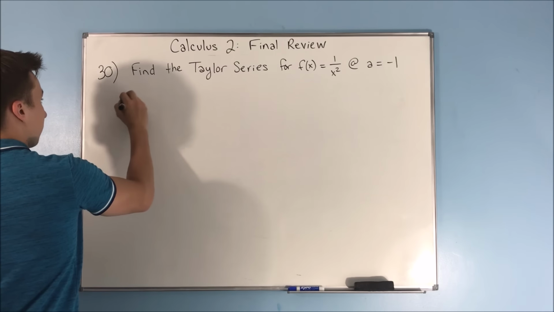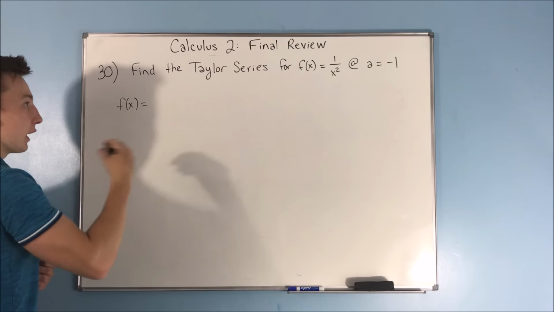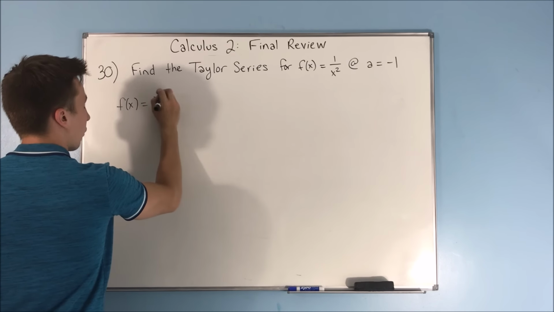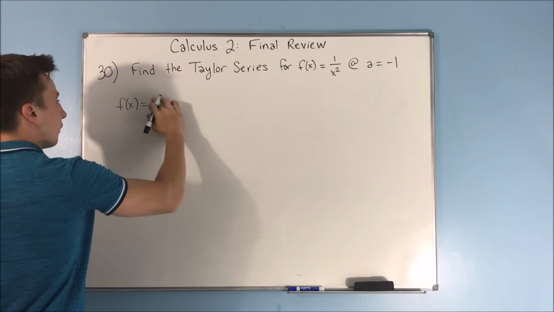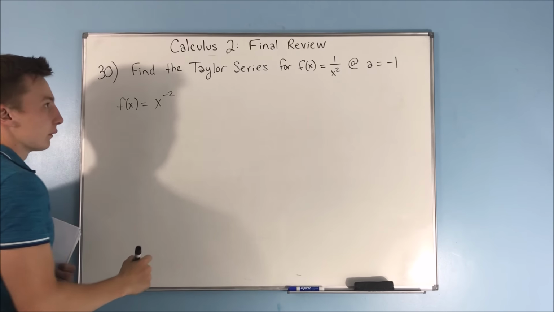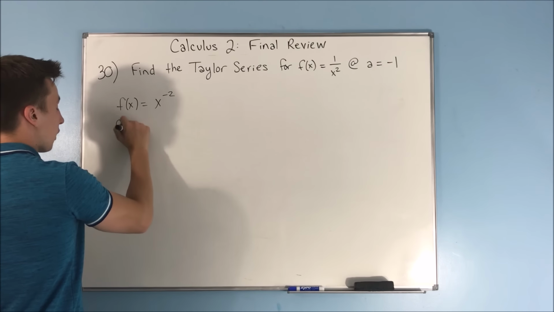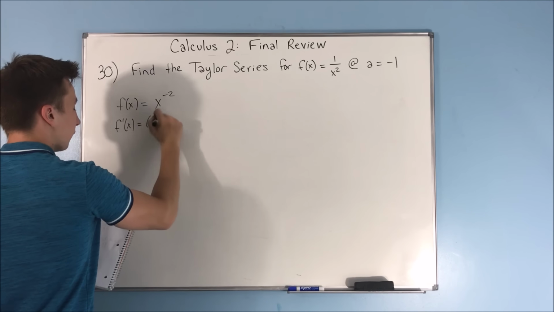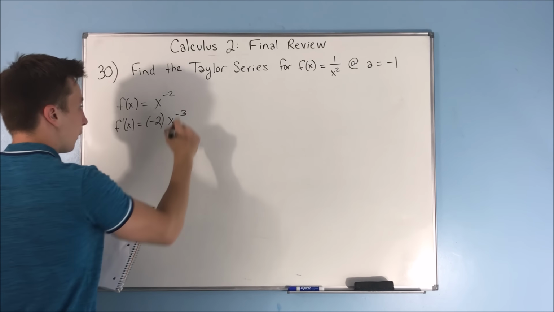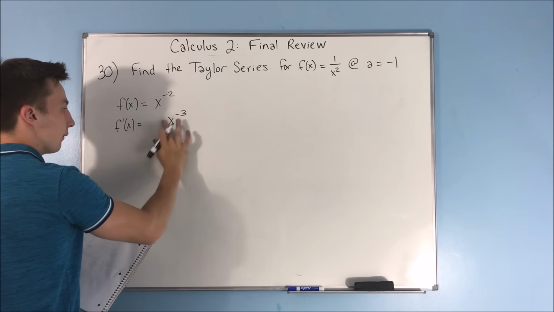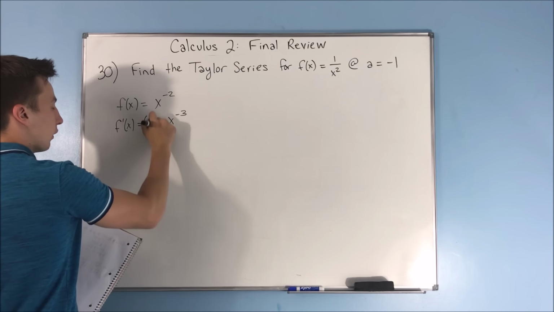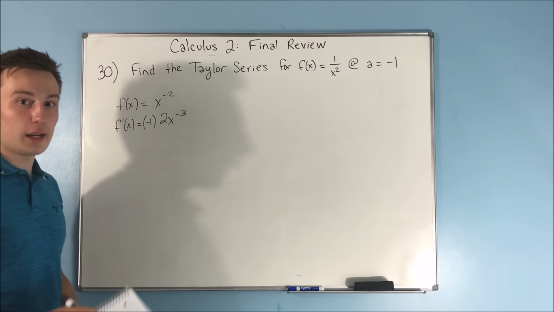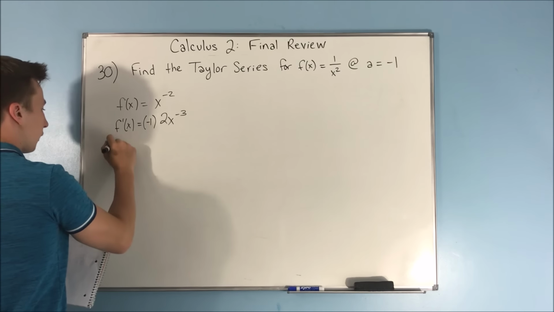The first step is to take derivatives of f of x and find the nth derivative of f. So we have 1 over x squared here. We're going to write that as x to the negative 2. Now f prime of x is going to be negative 2 times x to the negative 3. To make it more obvious that there's a negative here, I'm going to put a negative 1 out here. Just going to make things a little bit more obvious.